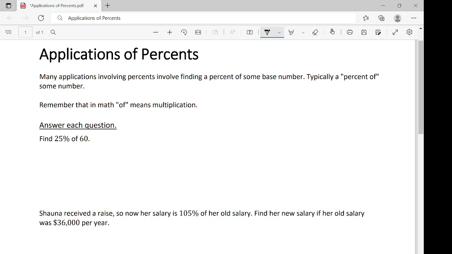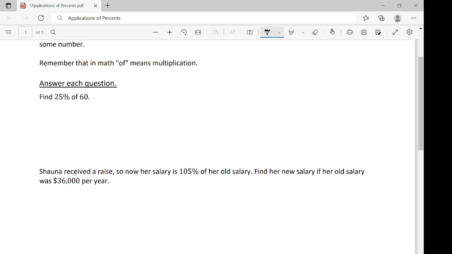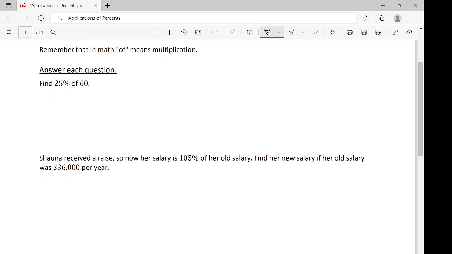Many applications involving percents involve finding a percent of some base number, typically a percent of some number. Just remember in math, of means multiplication. So for the first one, we're trying to find 25% of 60.